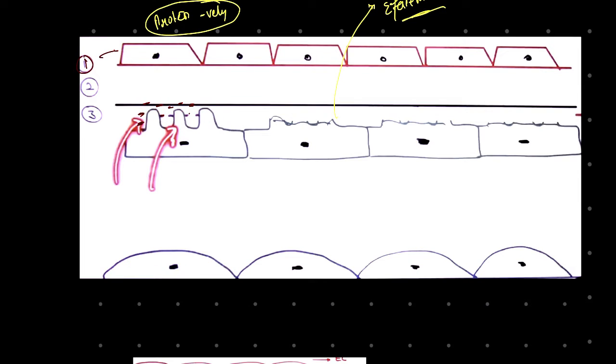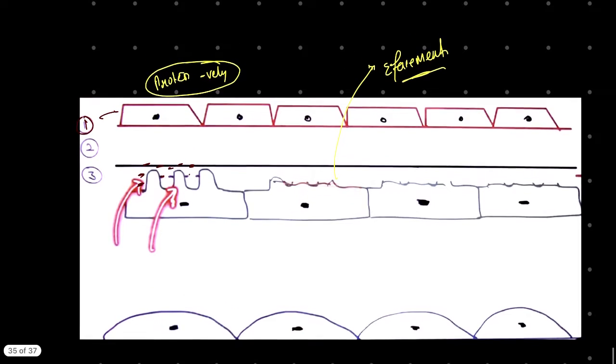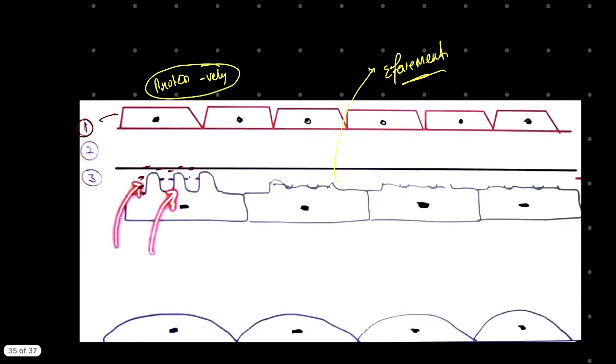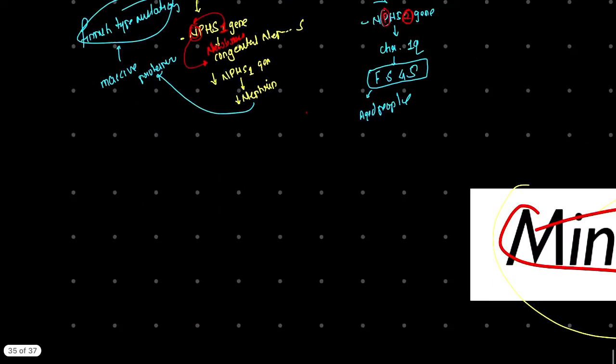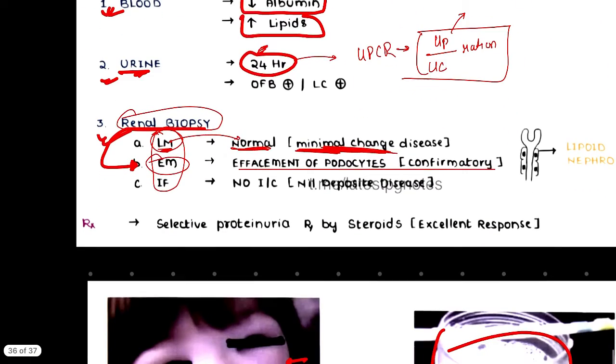As you can see, this is our podocyte, right? The podocytes are right here with negative charge with them. But what will happen is that here you can see sloughing off, right? There are no podocytes, and this is what we say: effacement of podocytes. So effacement of podocytes is one of the characteristic findings that we will find in electron microscope, and this is the confirmatory test for minimal change disease.